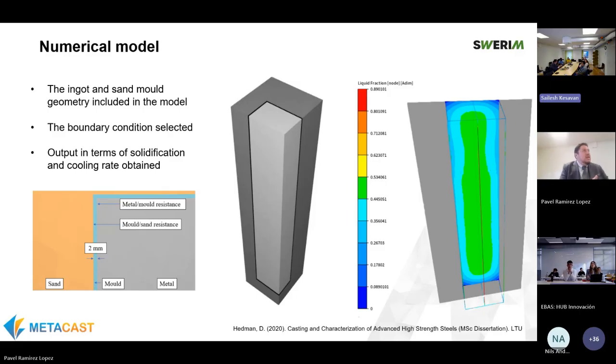Therefore, we also did a numerical model. Well, Daniel, our student, also did a numerical model, and this is just 1/4, so that's why it looks like this. So it's just a 1/4 representation. We don't need to model the whole thing if it is symmetric. And then we're able to predict the liquid fraction as we go on in time.